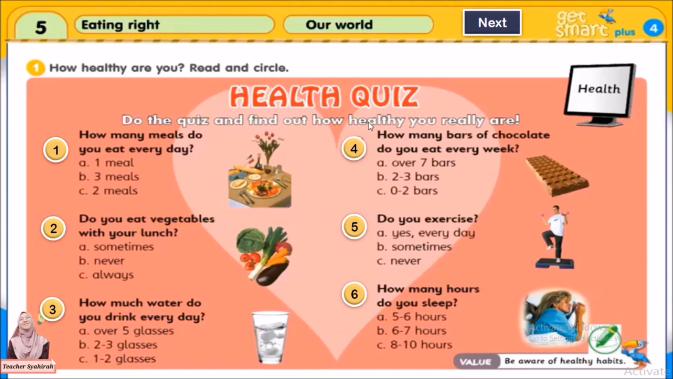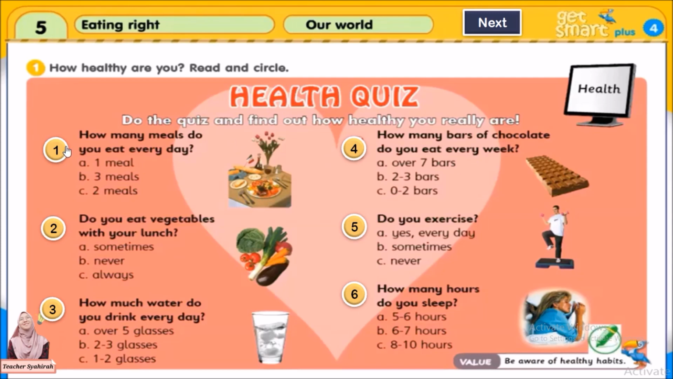Okay. Alright, now we're going to answer this health quiz. So this one, how healthy are you? Read and circle. Okay, you have to answer each question. Okay, you have to answer it honestly with your own answer. Do the quiz and find out how healthy you really are. Okay, benda ni awak kena jawab dengan jawapan awak sendiri. Macam mana pemakanan awak setiap hari kan? So benda ni, there is no right or no wrong. Sebab benda ni pasal awak sendiri. So you have to answer it honestly, right?